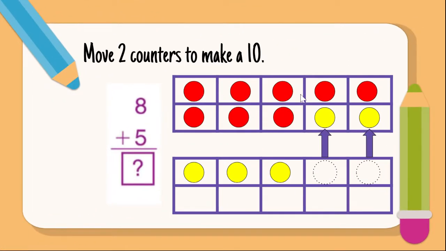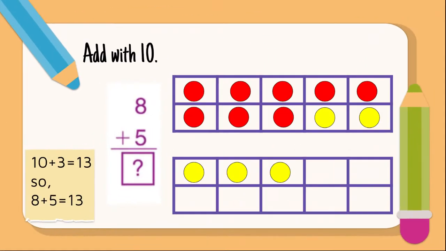We have 8 red chips. We add 2 more yellow chips from this table, leaving us 3 chips here in this table and allowing us to complete our tens table. We get 10 plus 3. 8 plus 5 is 13, and 10 plus 3 is 13. Now we know that 8 plus 5 is 13 because the 8 red chips added to the 5 yellow chips allowed us to complete our tens table and left us with 3 yellow chips, and 10 plus 3 is 13. So 8 plus 5 is 13.